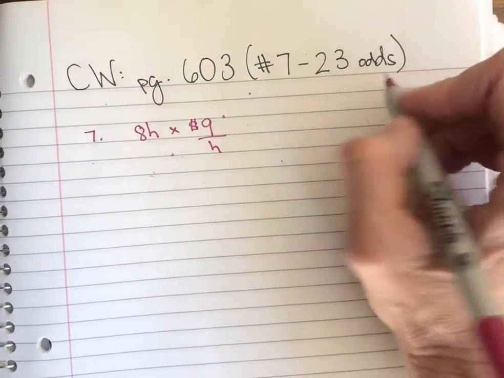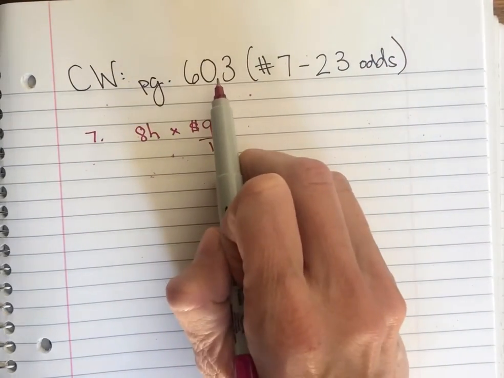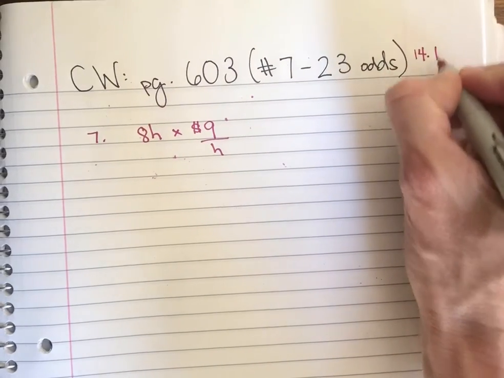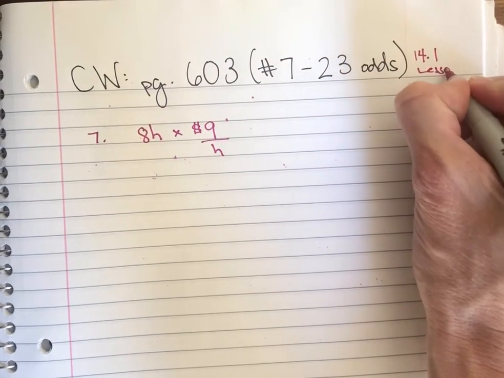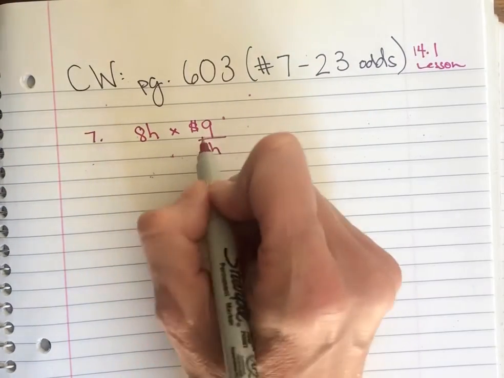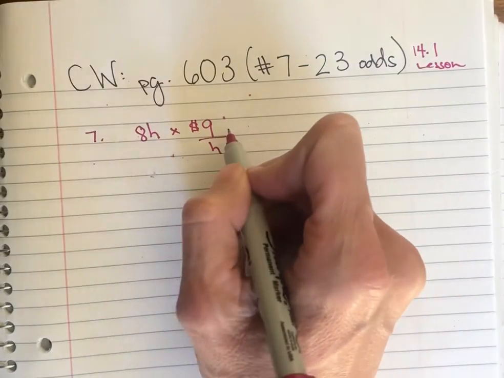Okay, so we are working on classwork page 603, 7 to 23 odds. This is practice for lesson 14.1. Okay, so number 7 and 9, it asks us to find the product and list the units.